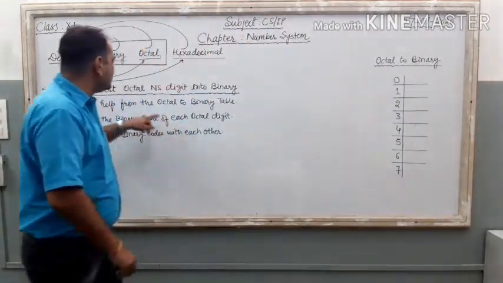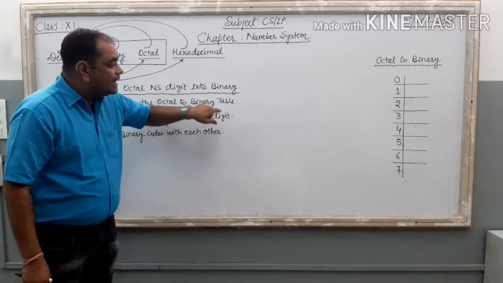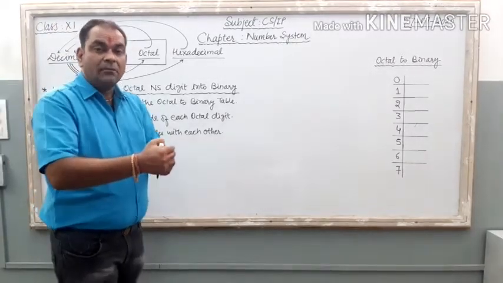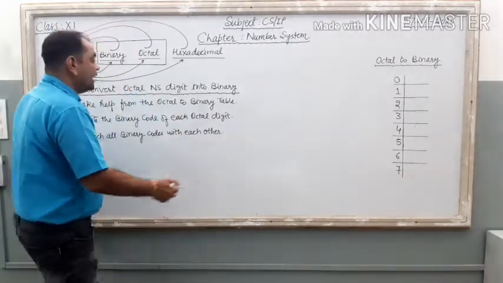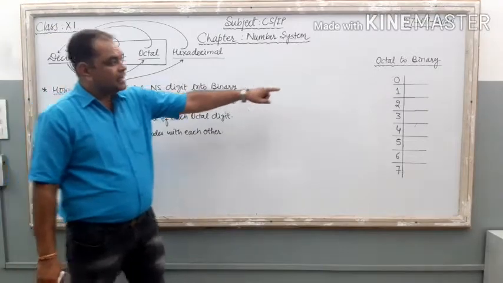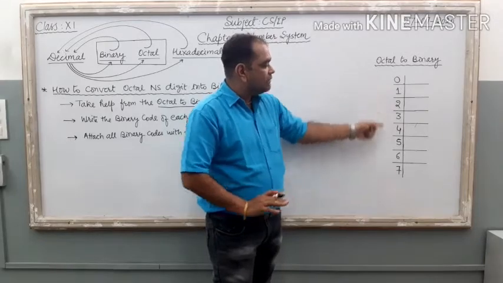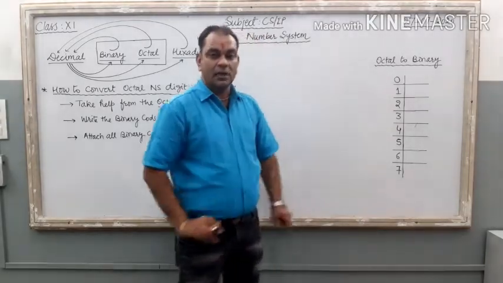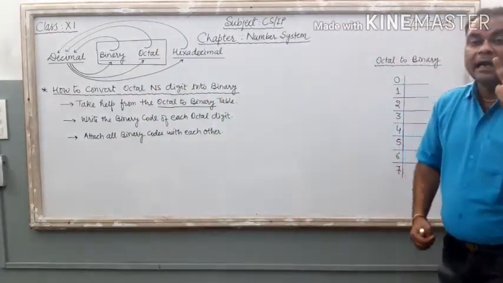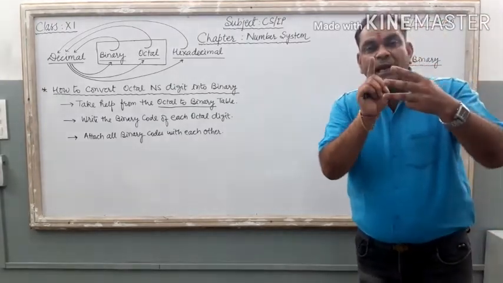If you want to convert any octal digit into a binary digit, the method is to take help from the octal to binary table. There is a table by which we can convert an octal number into binary. So first we should know what the octal to binary table is, right? I am going to create the octal to binary table over here. We know the fundamental digits 0 to 7 are there in octal, and this table contains 3-digit binary code.